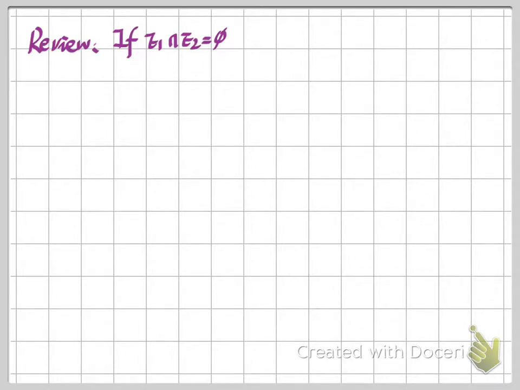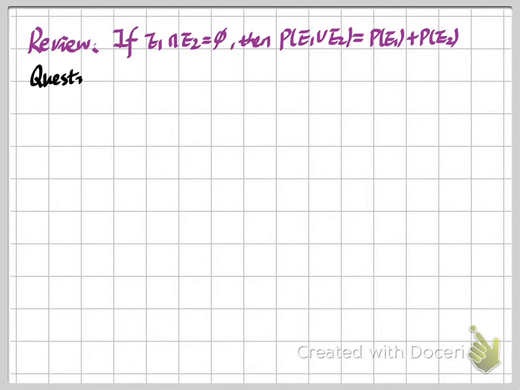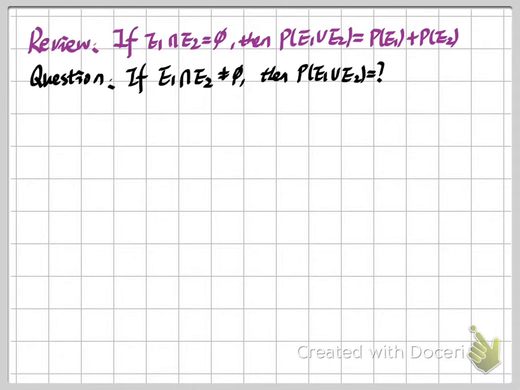So if we have two events and the intersection of these two events is empty, then the probability of the union of these two events is equal to the sum of the probability of each of them. However, in this lecture, we want to talk about the case where these two events have an intersection that is not an empty set. Then the question is, what is the probability of E1 union E2?